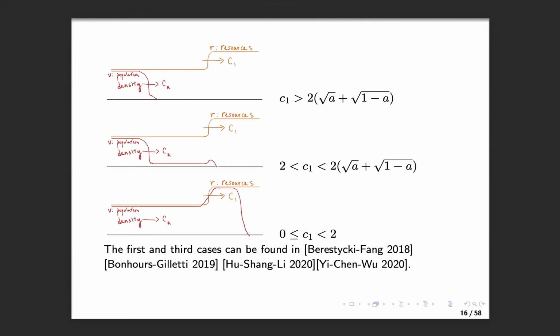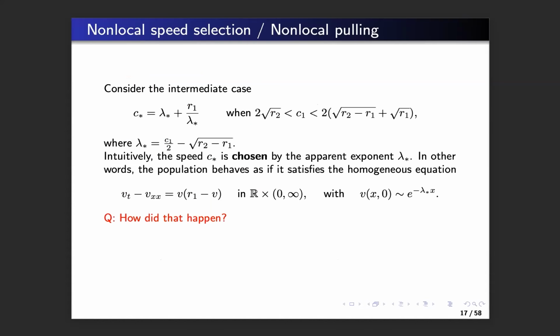Here are the three cases. In the first and third cases, the population spreads at the locally determined speed, and in the middle, the population spreads at the supercritical speed. The first and third cases can be found in this paper. We'll just consider the intermediate case.